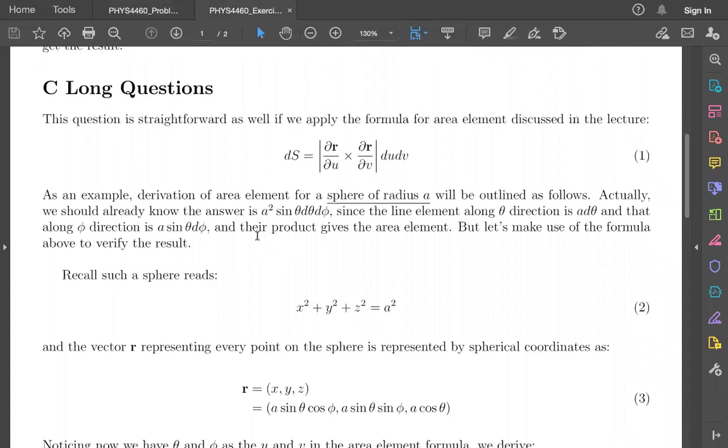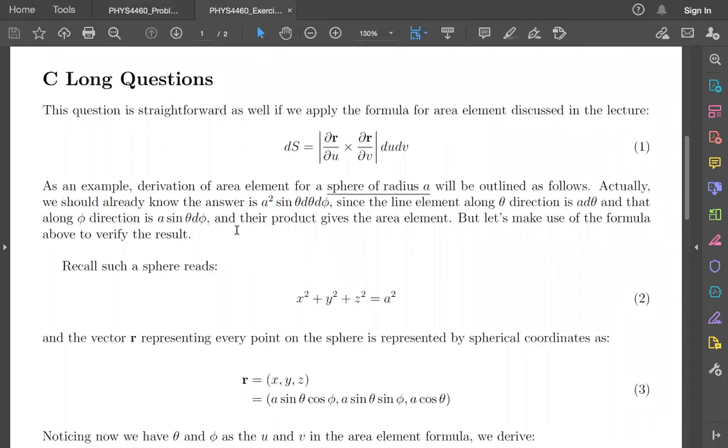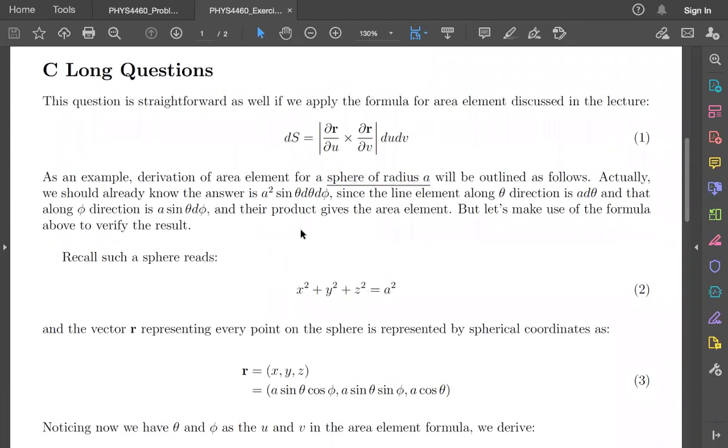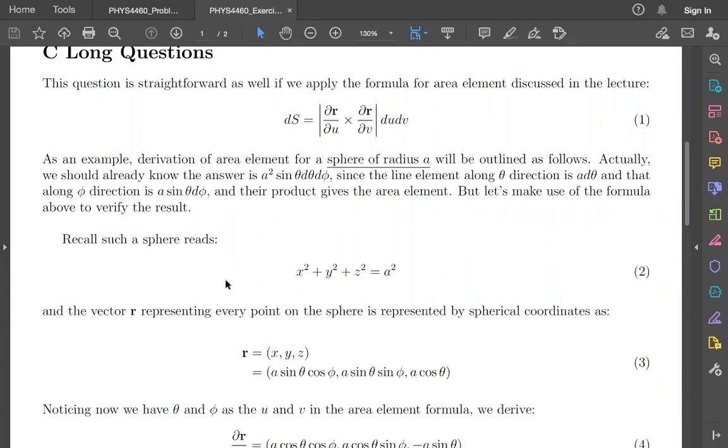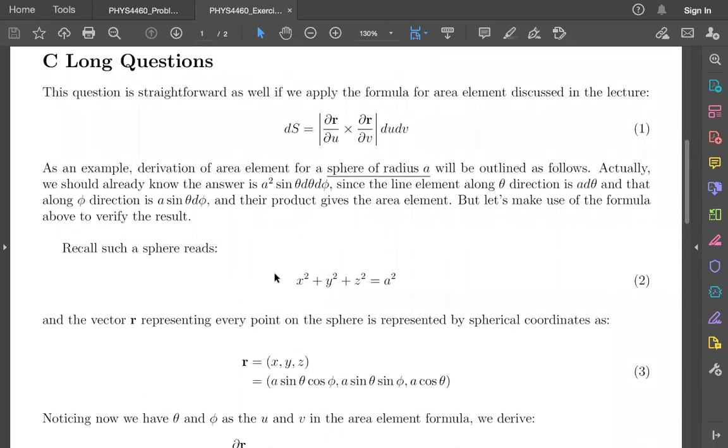the workflow, I would give you an outline by using an example, which is not the hyperboloid, but just a sphere of radius A. So let's derive the area element of a sphere of radius A. And actually, we should know the answer already, right? From the vector calculus course before, right?